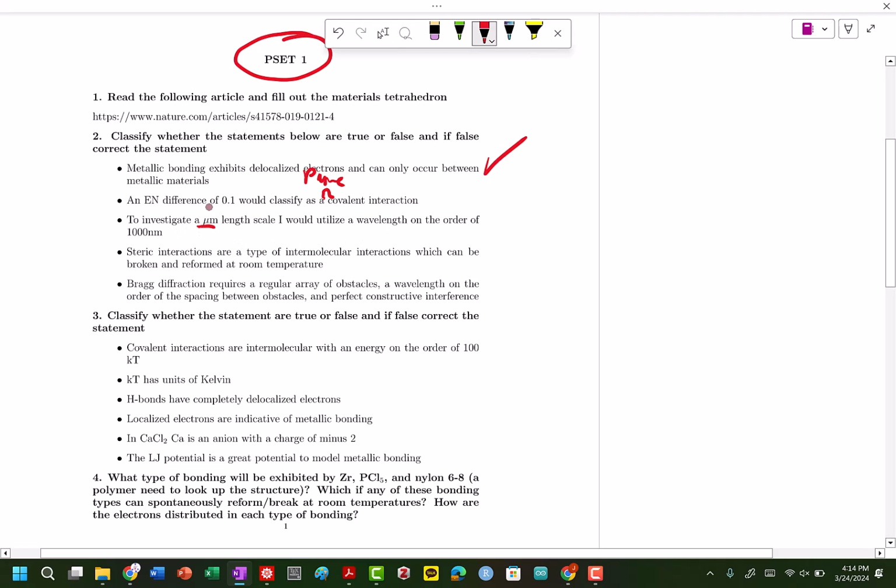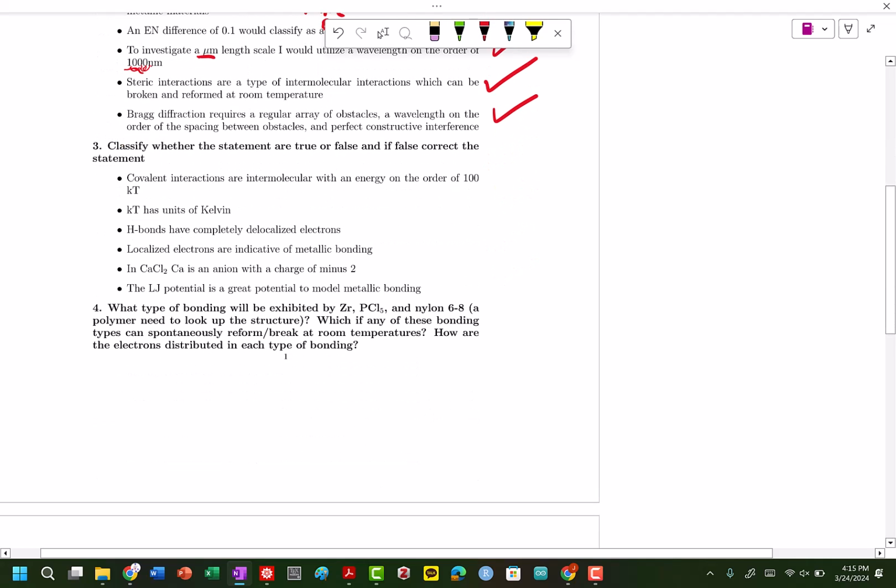To investigate micrometer length scale, I would utilize a wavelength on the order of 1,000 nanometers. 1,000 nanometers is about 1 micron. So yeah, that's true. Steric interactions are a type of intermolecular interaction which can be broken and reformed at room temperature. That is indeed true. Bragg interaction requires a regular array of obstacles, wavelength the order of spacing of the obstacles, perfect. All true. So remember, don't be tricked. There's not going to be a pattern effectively.